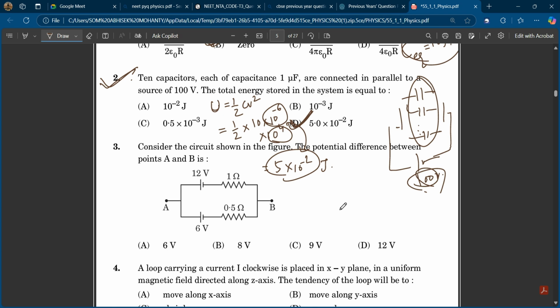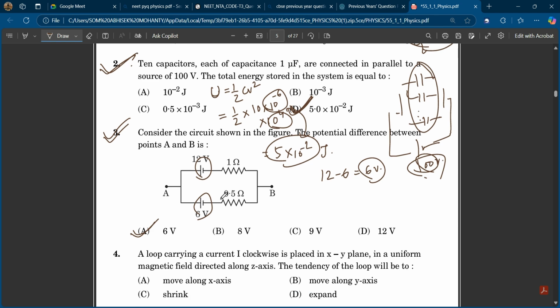See, if two batteries are connected like this, positive end to positive end and negative end to negative end, the potential difference here will simply be subtracted. So 12 minus 6 is equal to 6 volts. The answer will be 6 volt. Very easy question again. If they were connected oppositely, they would have been added.